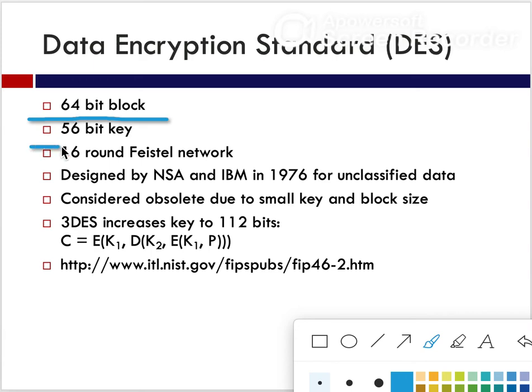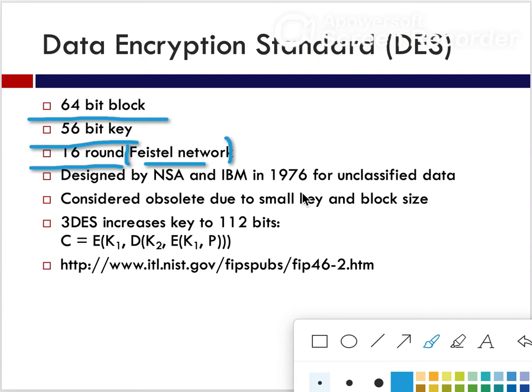Key length for DES is 56 bit. Total number of rounds that we have in DES is 16. We apply the same round function 16 times on one block to get the ciphertext. And it follows this special structure called Feistel network. Okay, what is Feistel network? We will discuss it in the coming slides.